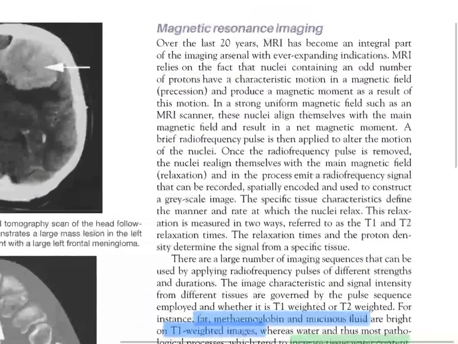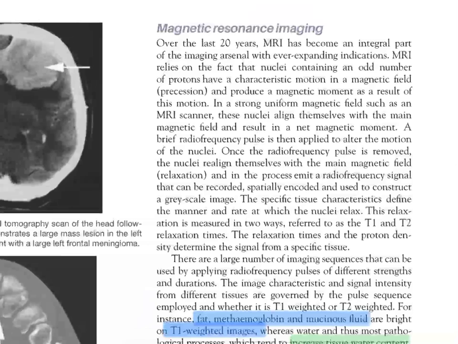Magnetic resonance imaging. Over the last 20 years, MRI has become an integral part of the imaging arsenal with ever-expanding indications. MRI relies on the fact that nuclei containing an odd number of protons have a characteristic motion in a magnetic field, precession, and produce a magnetic moment as a result of this motion. In a strong, uniform magnetic field, such as an MRI scanner, these nuclei align themselves with the main magnetic field and result in a net magnetic moment.